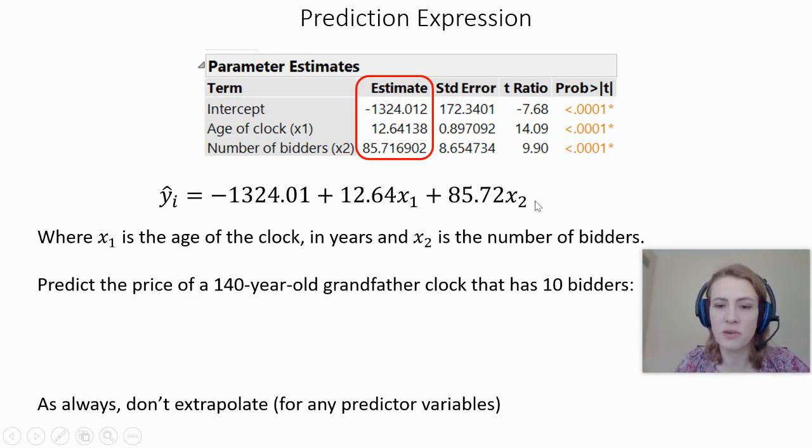Now, under your prediction expression, when you build one, you should indicate what X1 and X2 are. So here X1 is the age in years, and X2 is the number of bidders. All right, so this is analogous to our sample regression line. We can plug in values for our X's to make a prediction for Y. All right, so suppose we want to predict what's the price of a 140-year-old grandfather clock with 10 bidders.